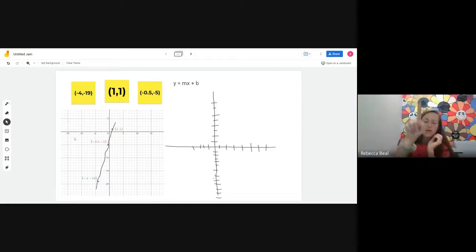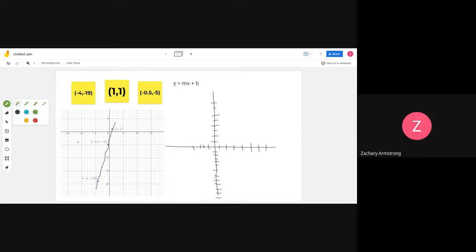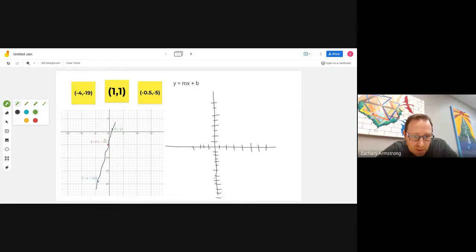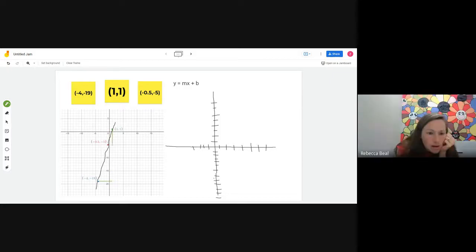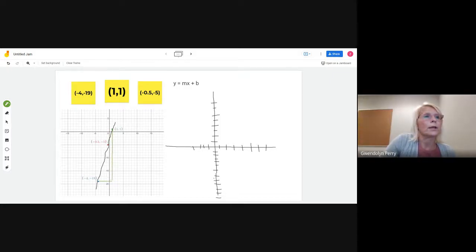Can't we do the rise over the run? Yeah, we could. I don't really want to work with that decimal. So you're thinking like this sort of thing? Yeah, I do think that would work great.